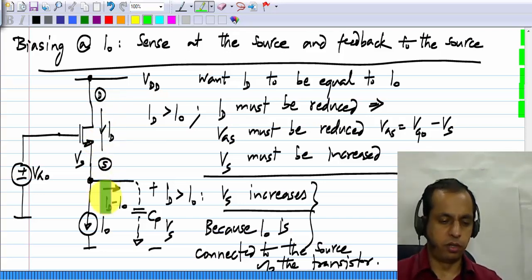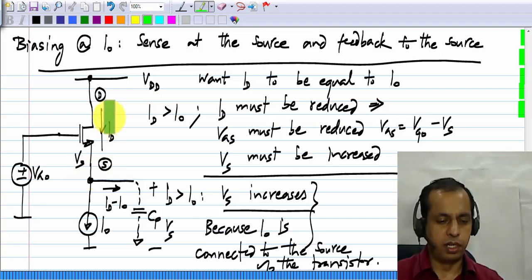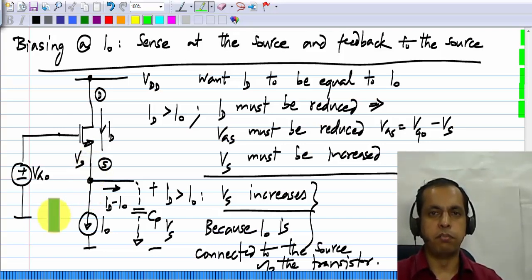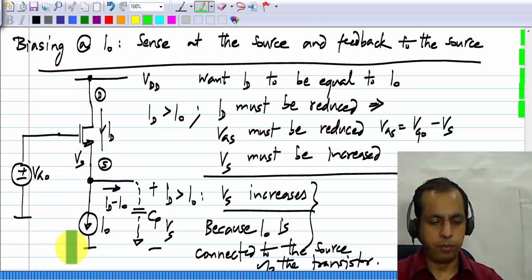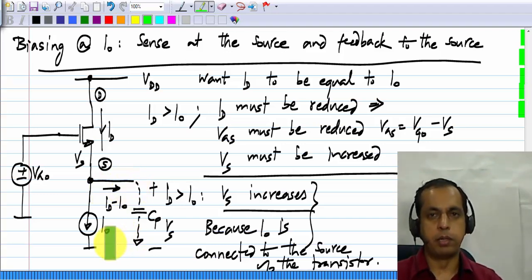Similarly, if ID is less than I0, this voltage will keep on falling, VGS will go on increasing and the current will go on increasing. So simply connecting the current source to the source also completes the feedback action. And when does it reach steady state? That's when the current going into the parasitic capacitor is 0, that is when ID equals I0.